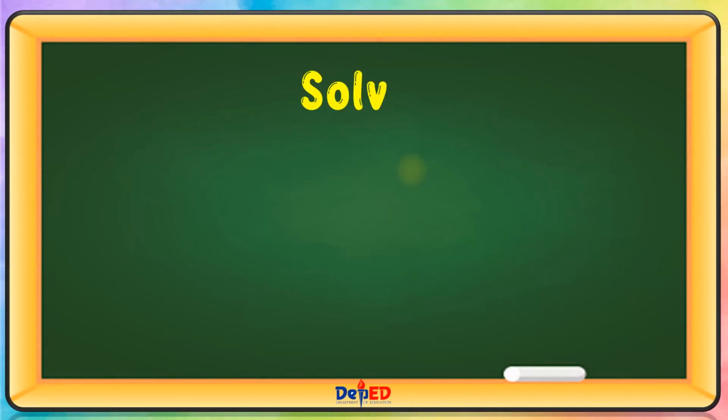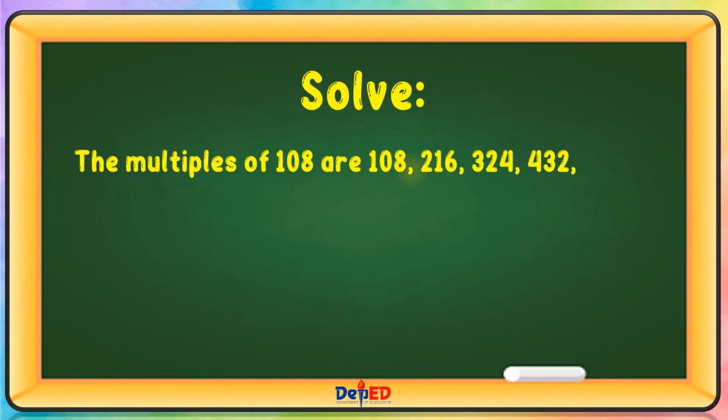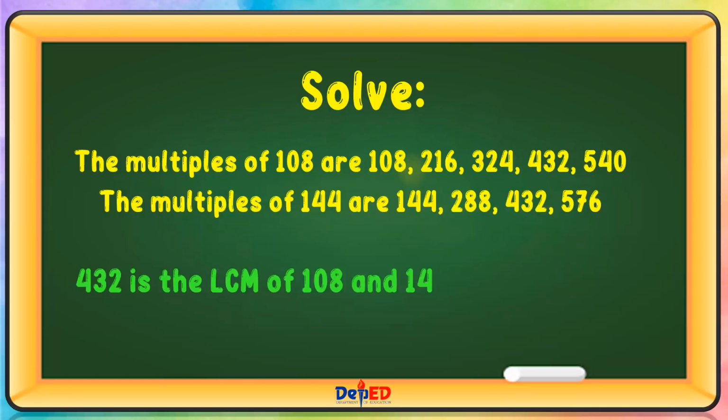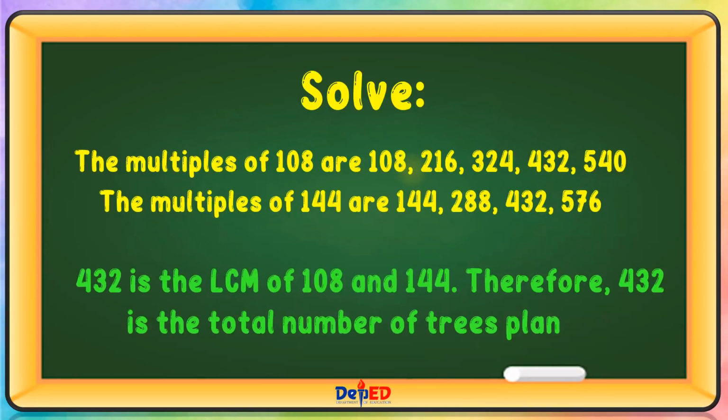Let us solve. The multiples of 108 are 108, 216, 324, 432, and 540. The multiples of 144 are 144, 288, 432, 576. 432 is the LCM of 108 and 144. Therefore, 432 is the total number of trees planted.